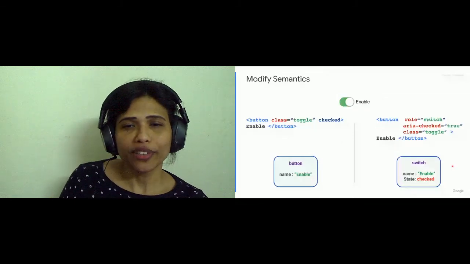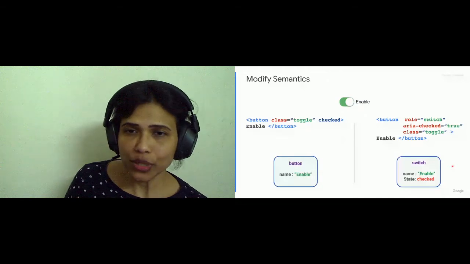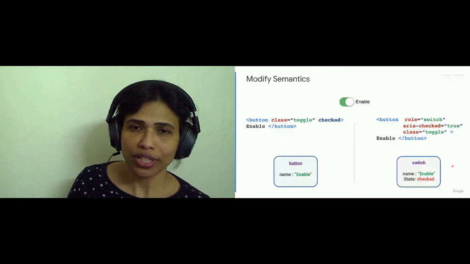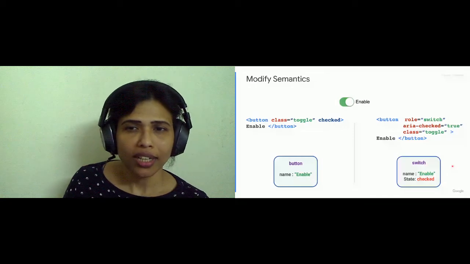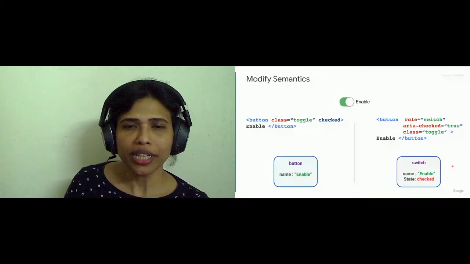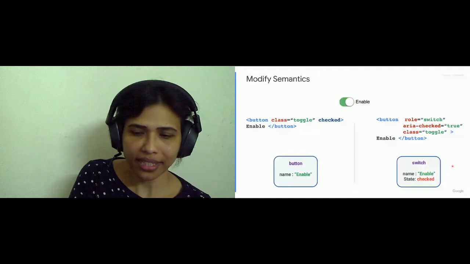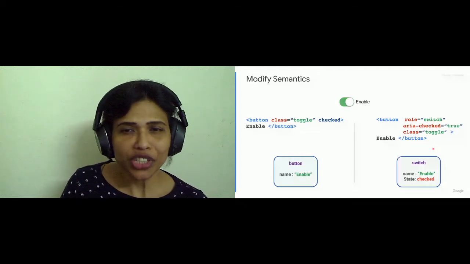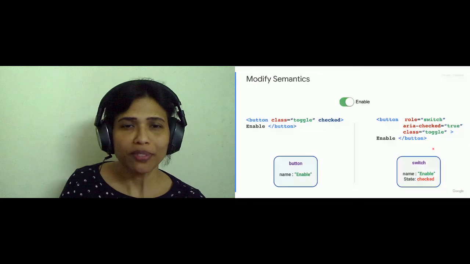ARIA can also modify existing element semantics within bounds. For example, I can use a button element to demonstrate an on-off kind of switch. I can use an ARIA role of switch on a button to express its semantics more accurately. Often ARIA lets us create widget type elements that wouldn't be possible with plain HTML.